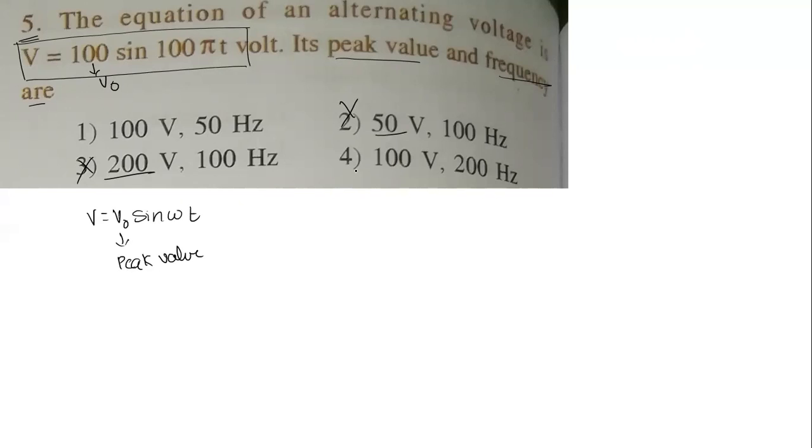So now left with what? First and fourth option. 100, 100 both is there. Here also 100 is there. Here also 100 is there. So both are correct. But frequency, how much we don't know. We need to calculate frequency now.